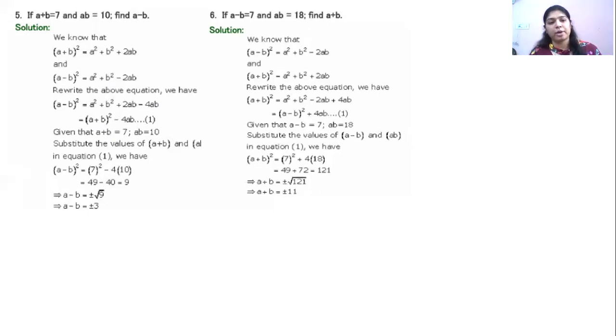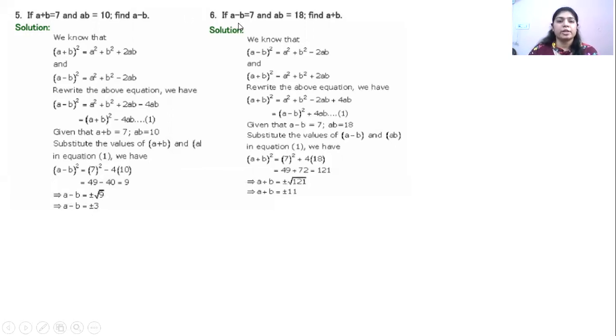(A plus B) whole square minus (A minus B) whole square is equal to 4AB, which can also be written as (A plus B) whole square minus 4AB is equal to (A minus B) whole square. Put the values of A plus B and AB. Substitute the values in equation number 1, we get (A minus B) whole square is equal to 7 square minus 4 into 10. 7 square gives you 49, 4 into 10 is 40. On solving, we'll get 9. Then A minus B is equal to plus minus square root of 9, which is equal to plus minus 3.